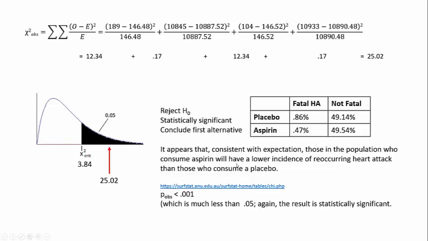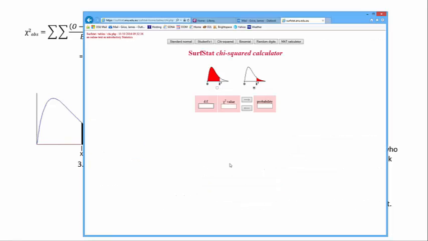Now, if you want to get the p observed, you can go to this website here. So I'll go there real quick and plug in our 25.02 with 1 degree of freedom and see what happens. So here's the chi-square calculator. We had 1 degree of freedom and 25.02. And it turns out to give us a 0.